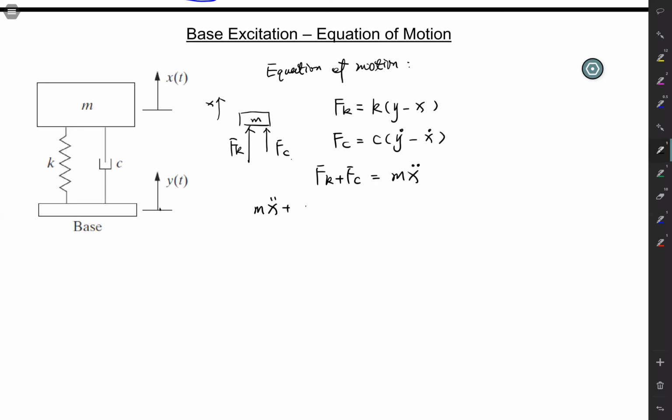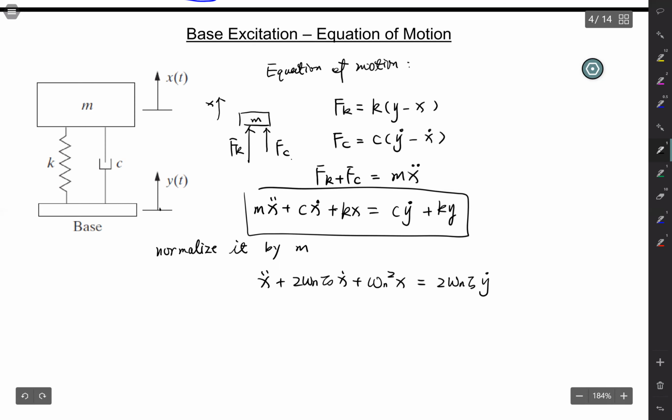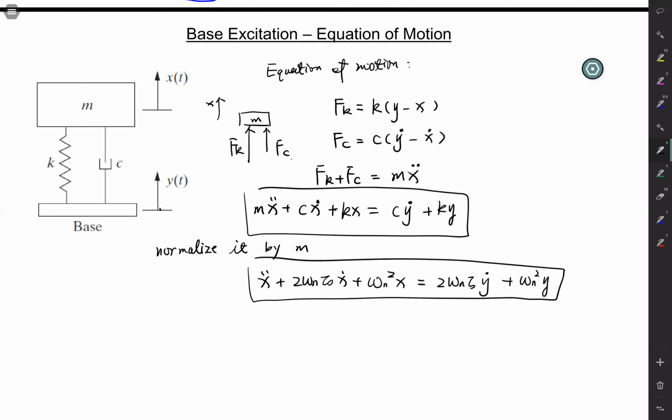You have x double dot, c x single dot. Oops, so many dots here. Plus kx equals c y dot plus ky. So that's your system function, or system ODE, or equation of motion, a lot of names for it. All right, let's normalize it. Then you have x double dot plus 2 omega n zeta x dot plus omega n squared x equals 2 omega n zeta y dot plus omega n squared y. So that's your normalized ODE.